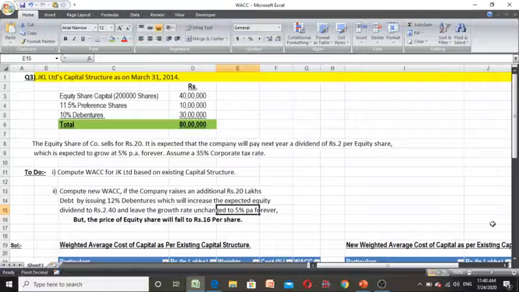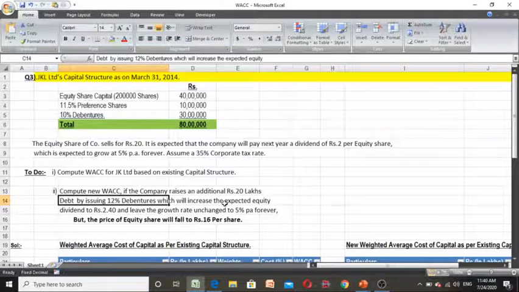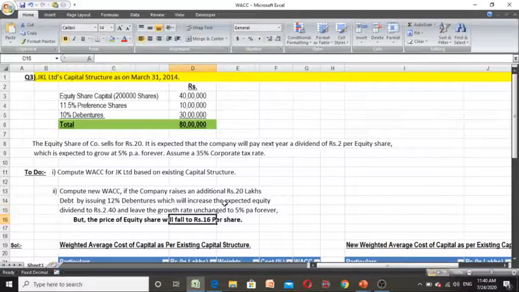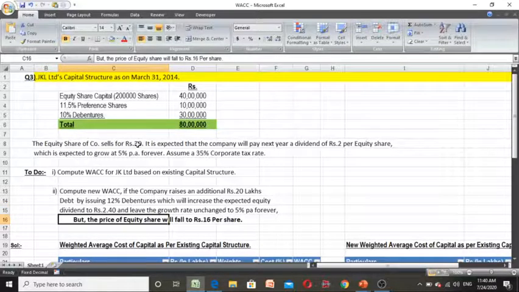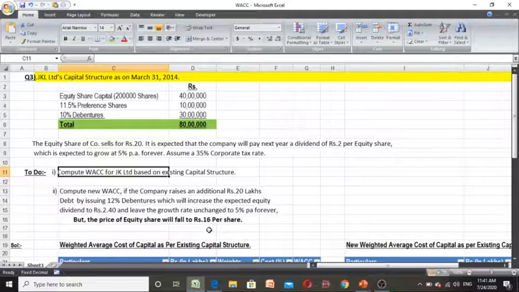But the growth rate, which was earlier given as 5% over here, will remain the same. So there is not going to be any change in the growth rate, only the dividend will increase, and the existing capital structure, which was 80 lakhs, will now increase by 20 lakhs, because they are issuing 12% debentures over here. And because of these changes, the equity price, which was earlier 20 rupees, look at my cursor very carefully, earlier the equity share price was rupees 20, it now changes to rupees 16. Fine. So in the first part of the question, we have to find the WACC for the existing capital structure, which is nothing but this one.